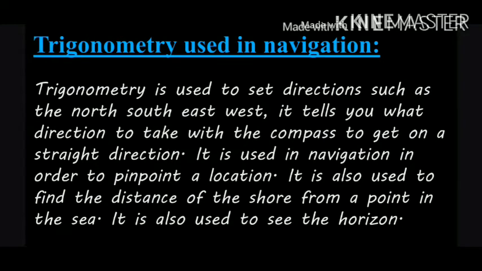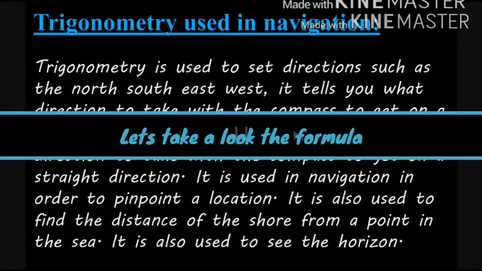Used in navigation. Trigonometry is used to set direction, such as the north, south, east, and west. It tells you what direction to take with the compass to get on a straight direction. It is used in navigation in order to pinpoint a location. It is also used to find a distance of the shore from a point in the sea. It is also used to find the horizon.